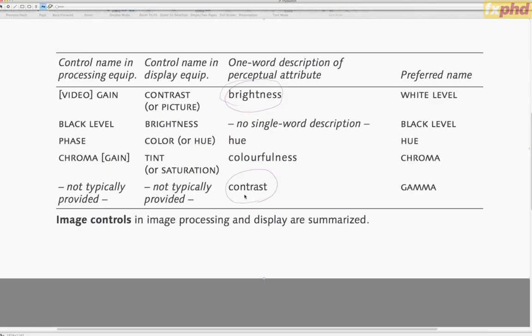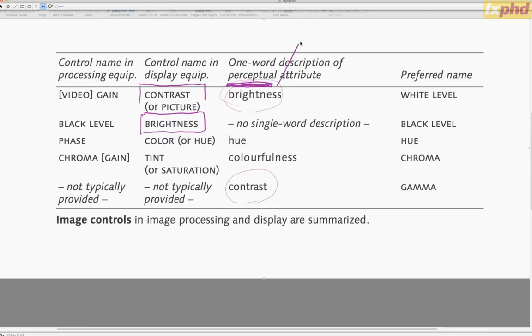Now, unfortunately, those are two words that are used in the names of controls on the display devices or so-called monitors that we use. And the names on the monitors, brightness and contrast, unfortunately do not correspond to the perceptual attributes. So I'm kind of at a quandary deciding where to start here. Let's start with the perceptual attribute.